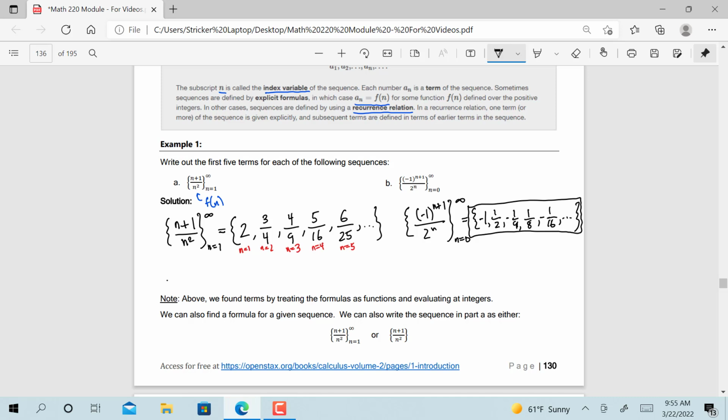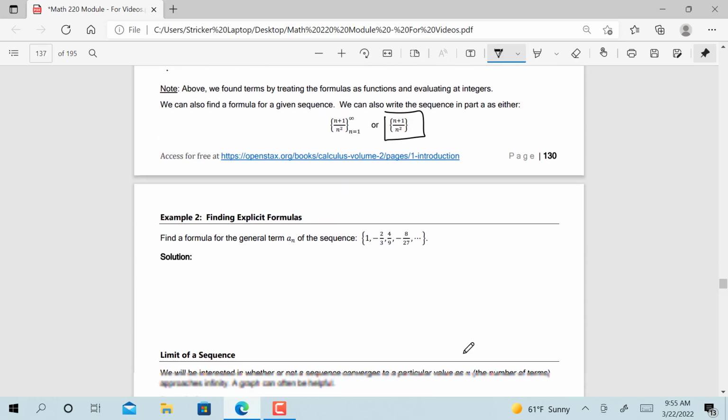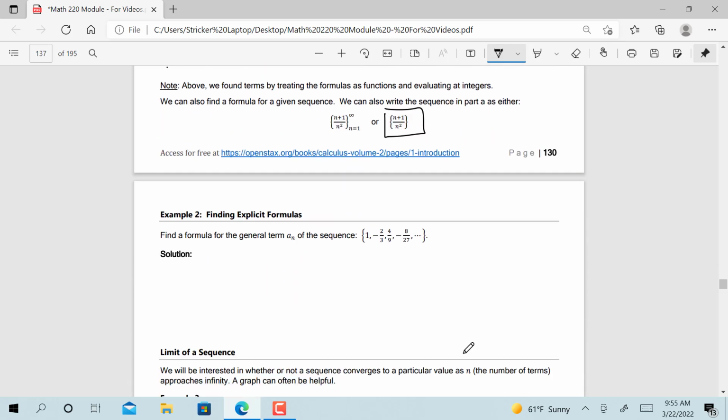The other thing is if it gives the term like this without specifically stating n equals 1 to infinity, we can just go ahead and assume that it starts at 1 and goes to infinity. That's what that notation means. All right, so example 2, this will be the last example in this video. It says to find a formula for the general term an of the sequence. The terms in the sequence are 1, -2/3, 4/9, and -8/27. So we want to come up with a formula.